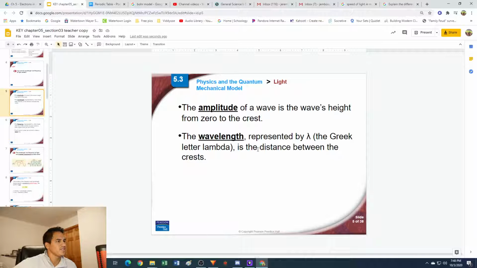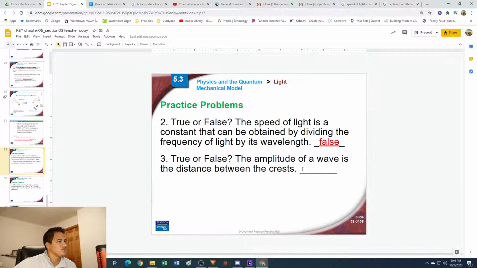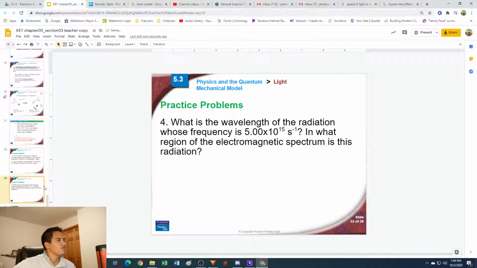Okay, so the wavelength is the distance between crests. Amplitude is the wave's height from 0 to the crest. So that is also false. That is not correct. So false.